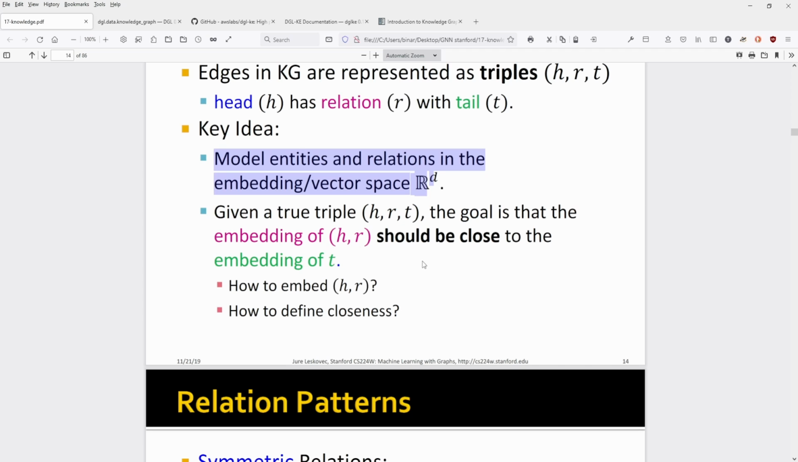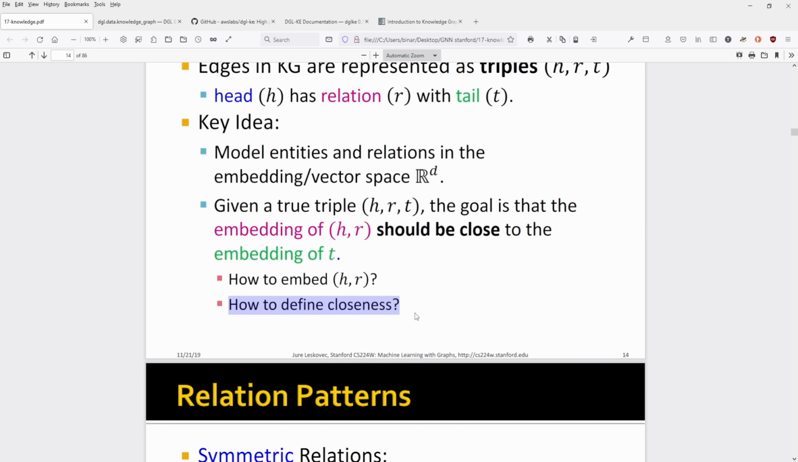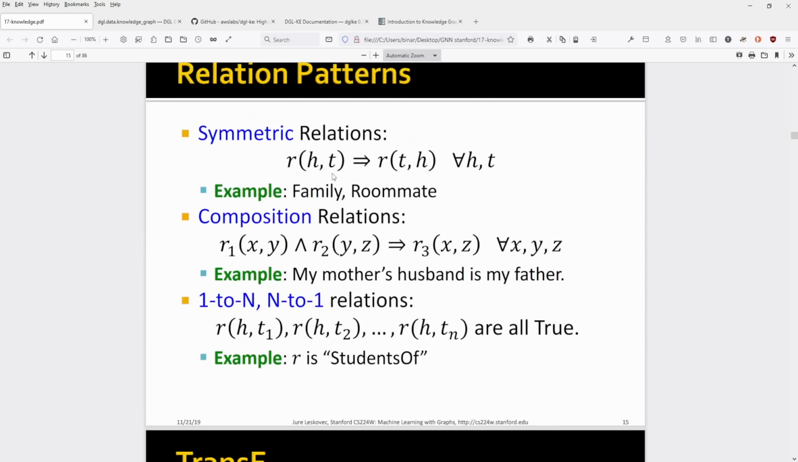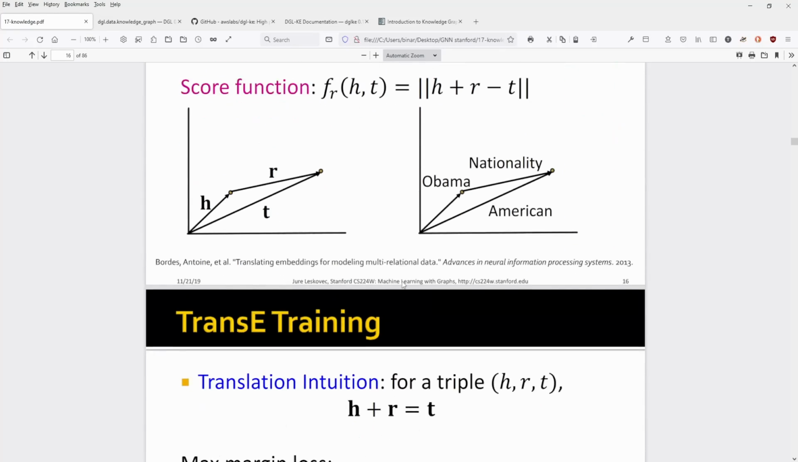Now, as we had a look at last time, if we do these embeddings, we have to answer two questions: how to do the embedding, and what the hell is closeness? What is the distance matrix in this space? How can we calculate closeness? Again, symmetry, very beautiful. Yes, TransE, TransR.